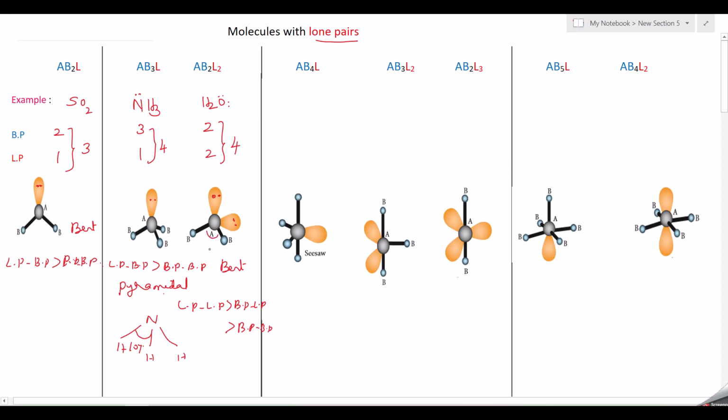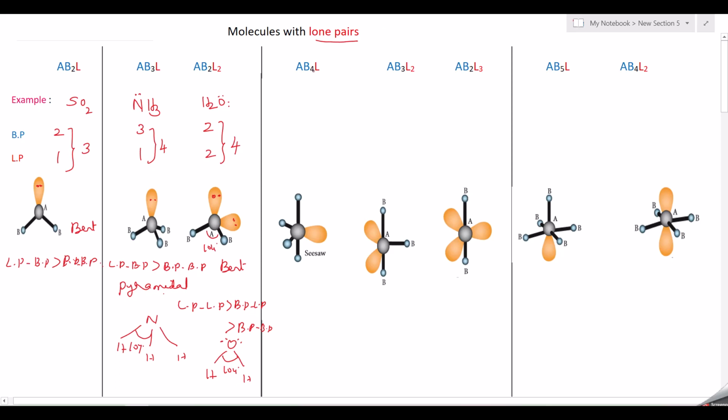The angle is found to be 104 degrees. So you will be getting it like this: oxygen, here one hydrogen, here one hydrogen. So this will be 104 degrees. So you have these 2 lone pairs. Due to the presence of these 2 lone pairs, you are getting a distorted structure.